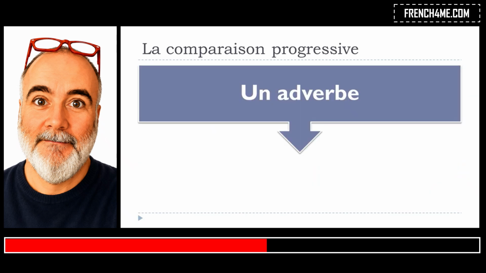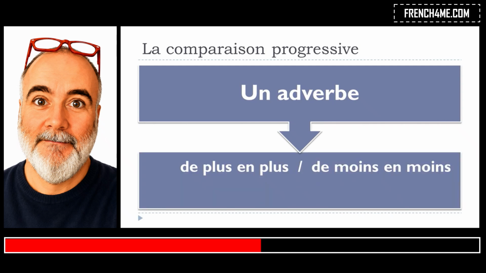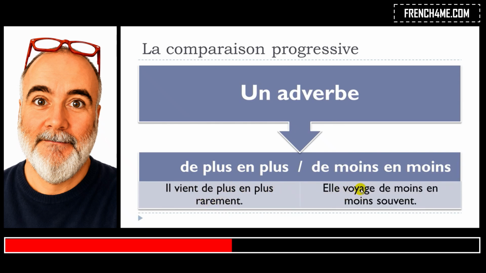Let's see now if you want to combine it with an adverb. Okay, so basically, what a surprise, it's the same, de plus en plus, de moins en moins. Okay, so il vient de plus en plus rarement, and then elle voyage de moins en moins souvent. So it's exactly the same thing. So normally you would have your sentence il vient rarement, so the adverb would come after the verb, just between the two, or then to be more precise, before your adverb you will put this de plus en plus, okay, and then de moins en moins.